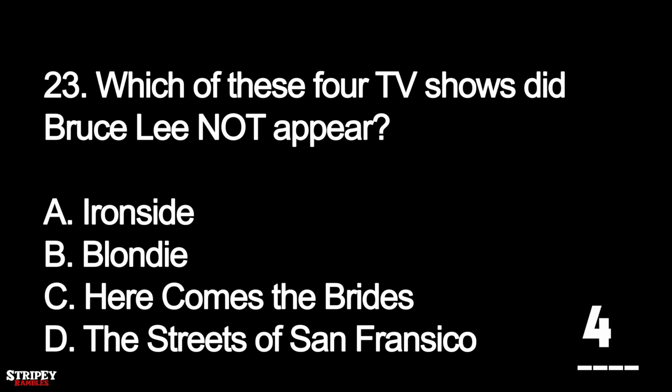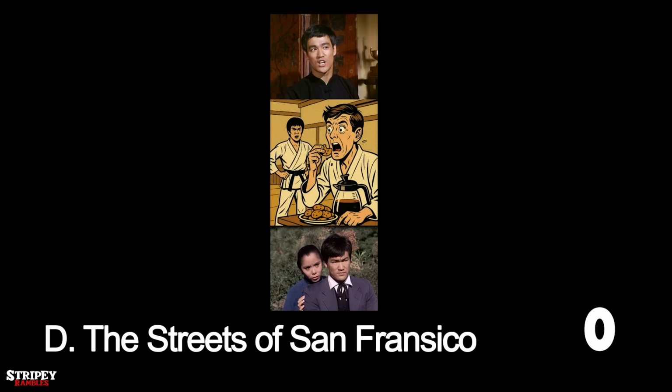Question 23. Which of these 4 TV shows did Bruce Lee not appear in? Obviously it was The Streets of San Francisco with Karl Malden and Michael Douglas. We know he was in Ironside, he was in Here Come the Brides, and he was in Blondie, even though no one has seen it since it was first aired, unfortunately.